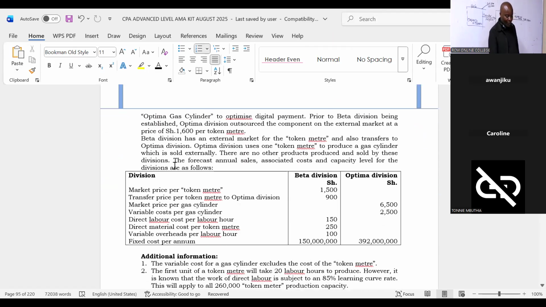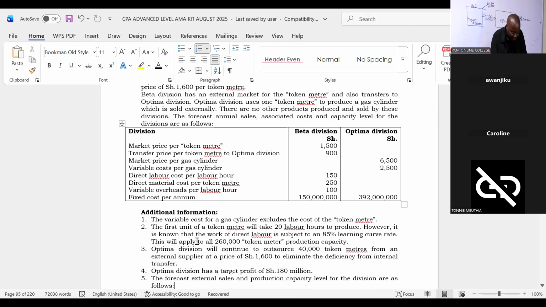So you can see here, market price per token. Beta division 1500 external market price. Transfer price, in this case, 900. Market price per gas cylinder for Optima, 65. Variable cost per gas cylinder is given there. You can see direct labor cost, direct material cost per token, variable overhead per labor, and fixed cost per annum is also given there. We can now read this slowly.